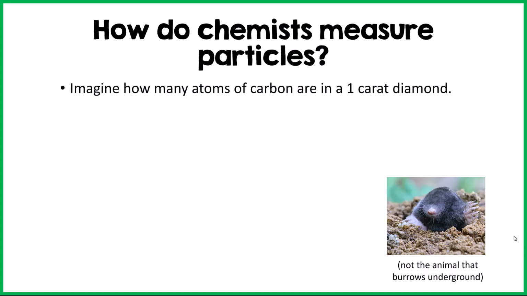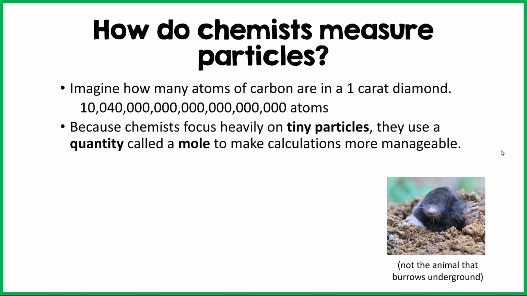Well, let's start by imagining how many atoms of carbon are in a 1-carat diamond. So if you're picturing a very large diamond on a woman's finger, how many atoms might be in there? And the answer is about 10 sextillion atoms. That is a very, very large number and not particularly useful or practical when we are doing math problems in chemistry, especially if we're talking about one atom at a time.